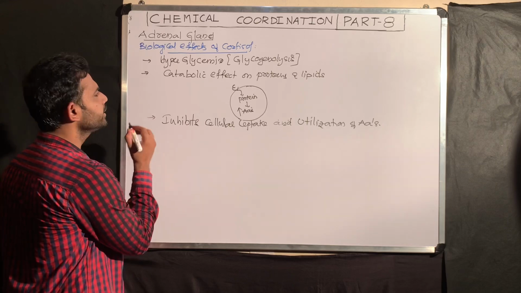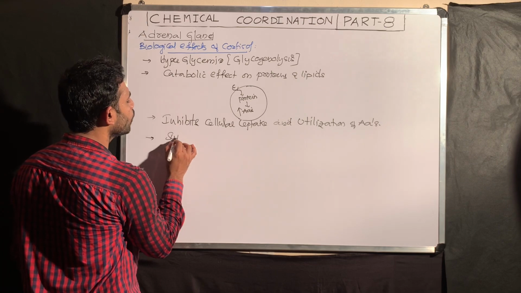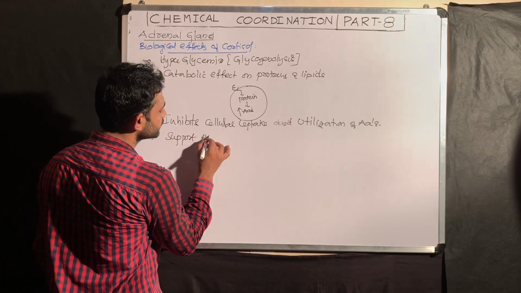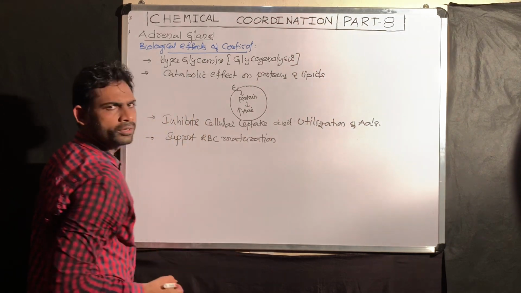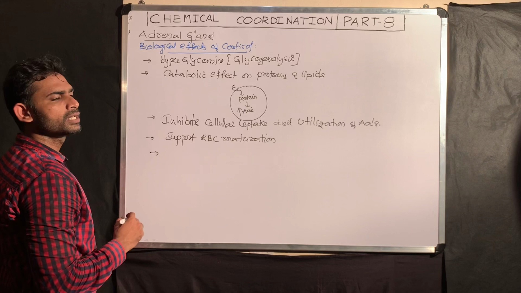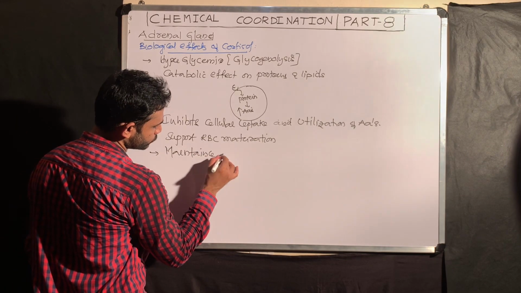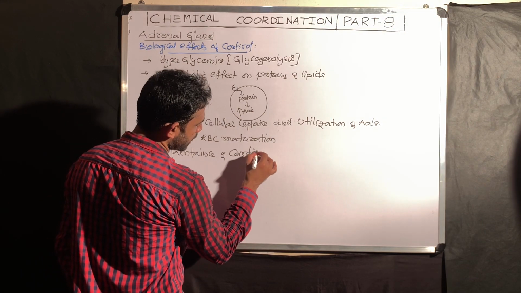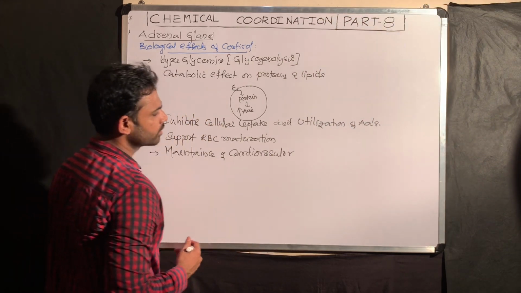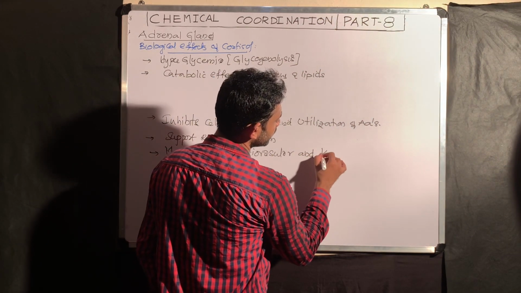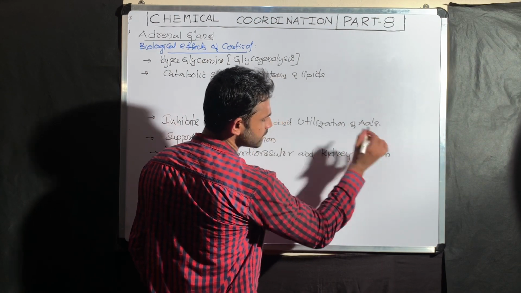The next point is like thyroid hormones. This cortisol supports RBC maturation. The next point is that cortisol is related to the maintenance of cardiovascular, related to the heart and blood, cardiovascular and kidney function. These are very general points you have heard till now.